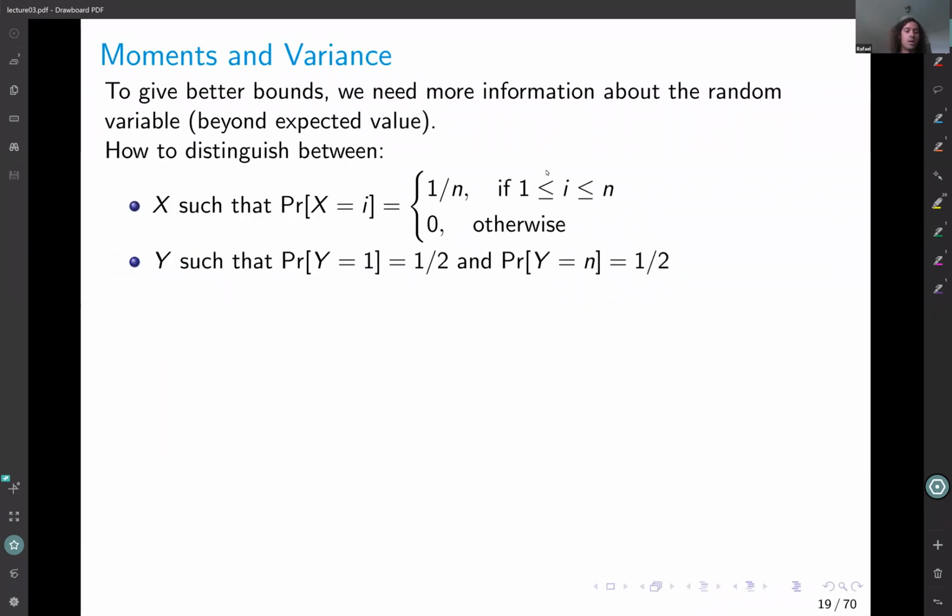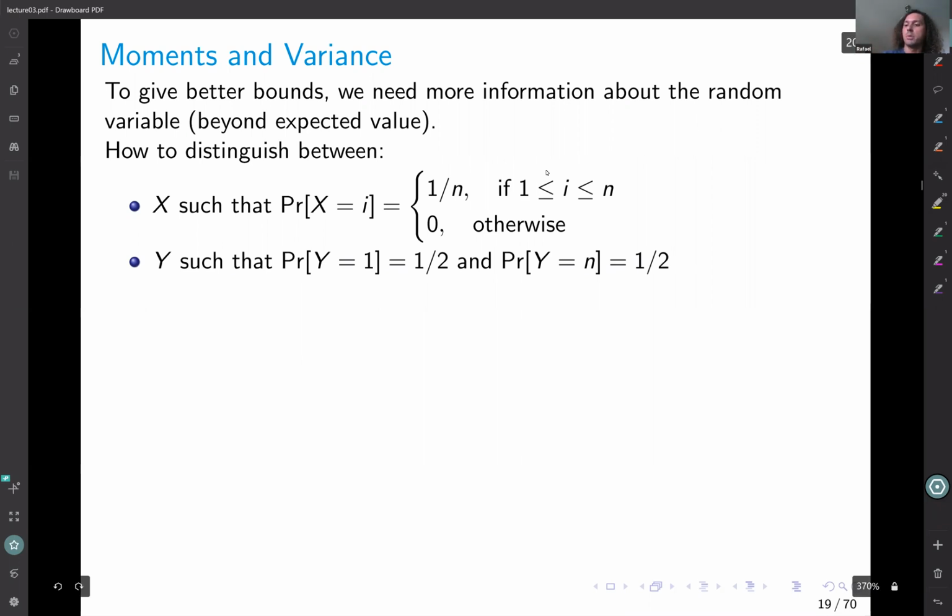The variable X such that the probability of X equals i is equal to 1 over n, where i goes from 1 up to n and 0 otherwise. And the other random variable Y, where the probability that Y is equal to 1 is a half, and the probability that Y is equal to n is a half.